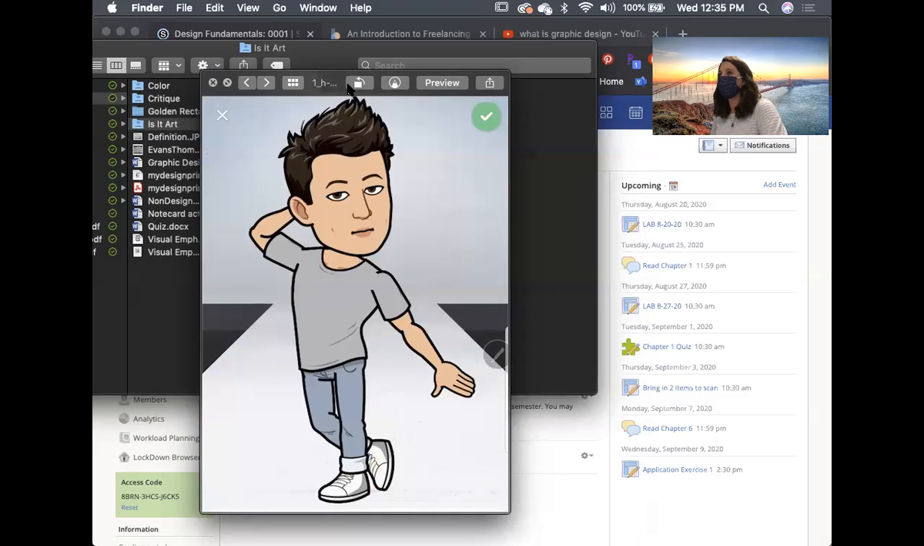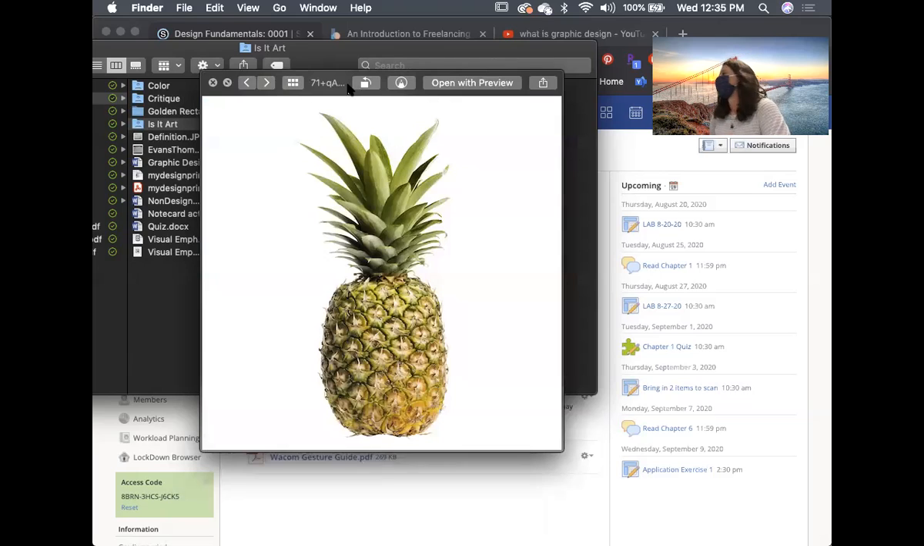Is this art? Yes, it was somebody's Bitmoji. Sure. I would definitely consider that art. Again, probably made in Illustrator. I like that word deliberate. I'm thinking there are deliberate choices here. Is that art?